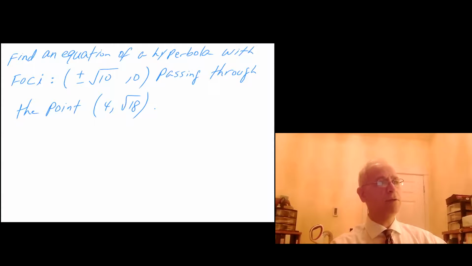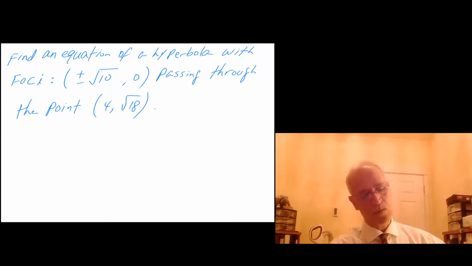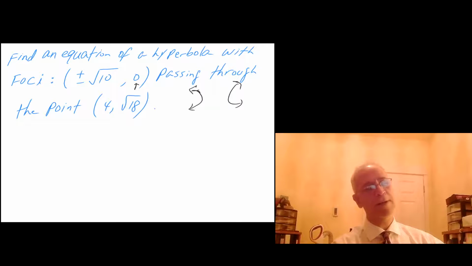Hello, Math 142. We're trying to find an equation of a hyperbola with foci plus and minus root 10, comma 0, passing through 4, comma square root of 18. The fact that the foci are on the x-axis tells us that this hyperbola is opening to the left and to the right, because notice the value of y is 0 for the foci.